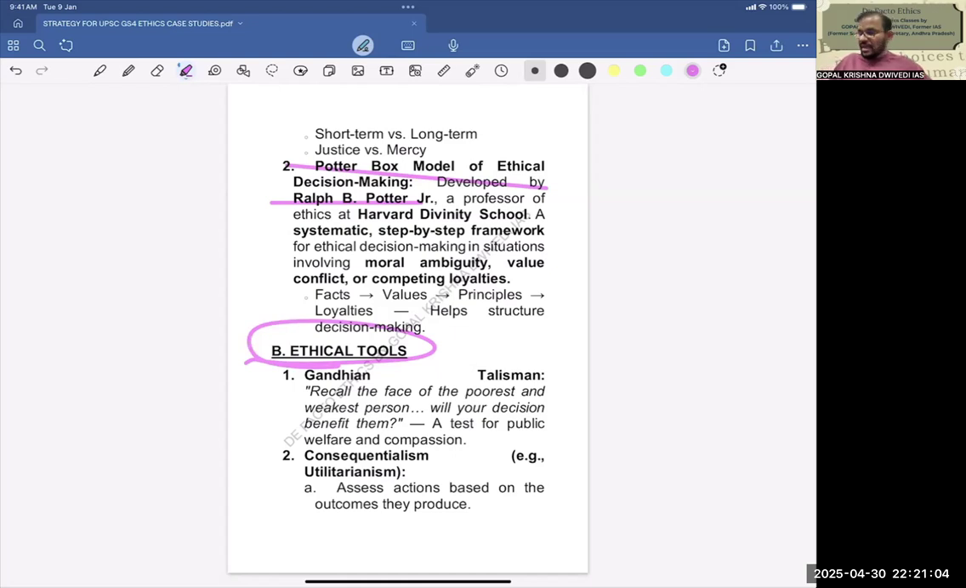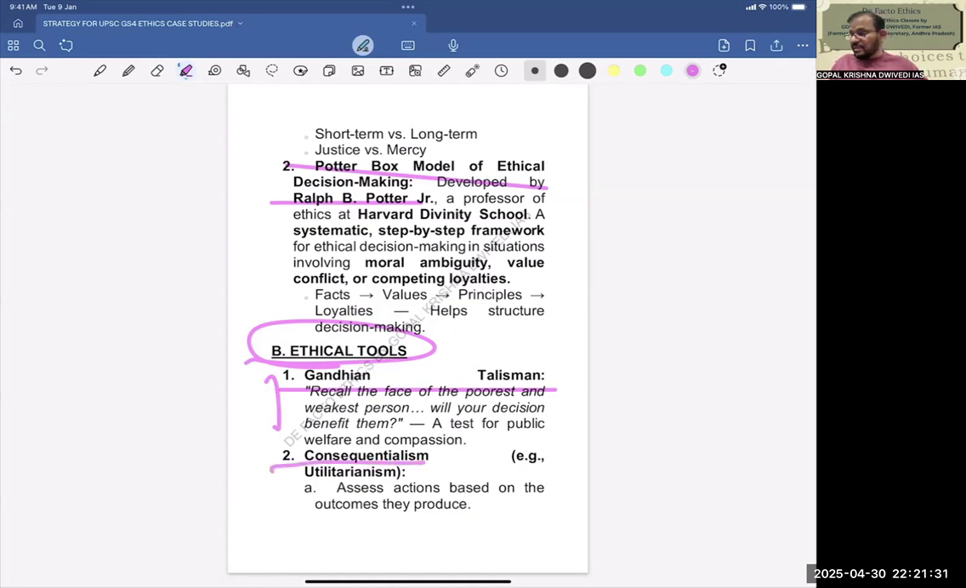First is the Gandhian talisman. Gandhi has said: recall the face of the poorest and the weakest person, and think whether your decision is going to help them, then accordingly you take the decision. I will describe this in subsequent videos, but what Gandhi has told is very important as far as decision making in any bureaucracy or for any civil servant is concerned.